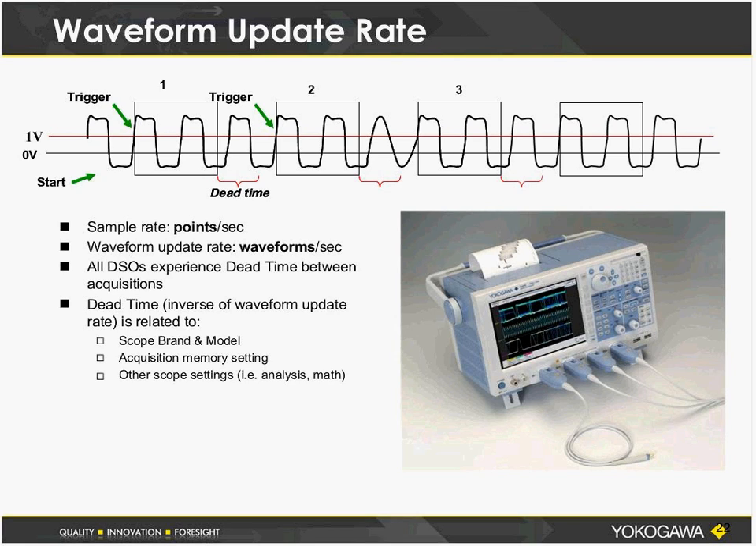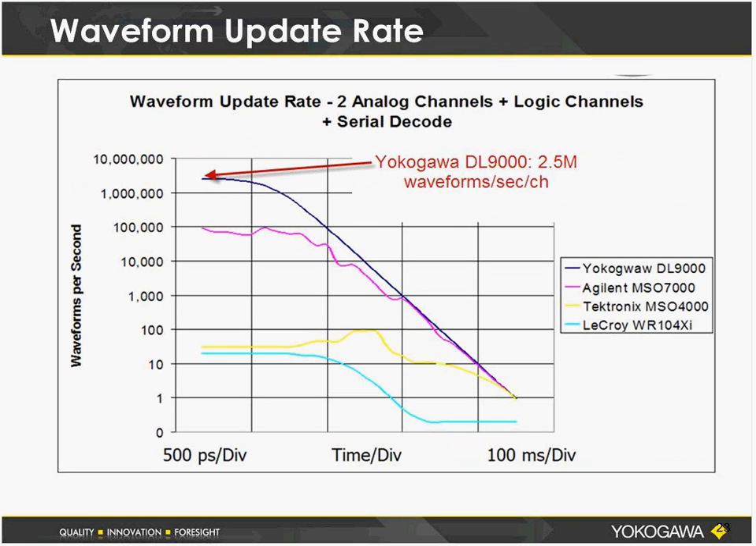With waveform update rate or waveforms per second, it's the same story. You'll usually see the best case scenario. And if you take a closer look at waveform update rates, you'll see that there is variance based on what else you're doing with the oscilloscope. This graph shows waveform update rate when you're using 2 channels plus some logic plus serial bus decoding.